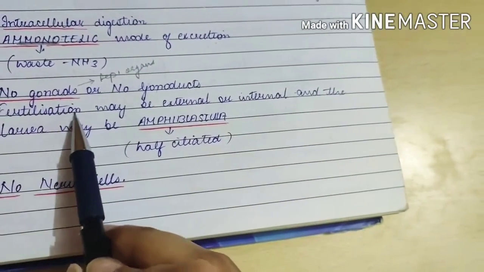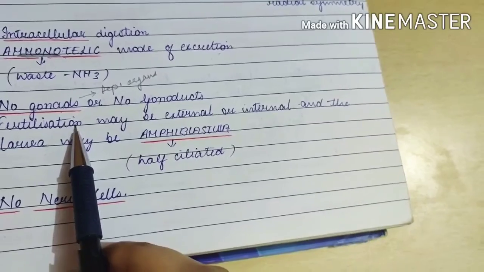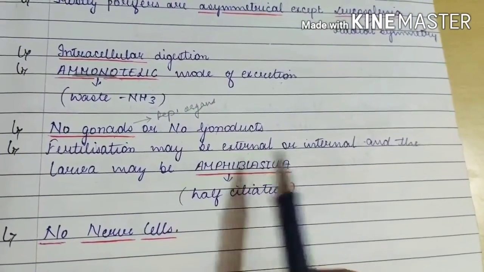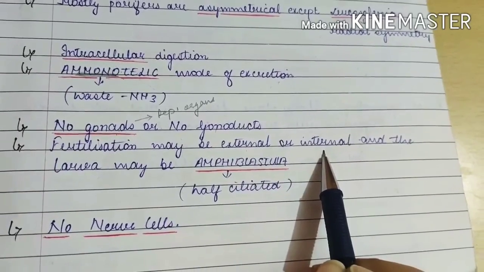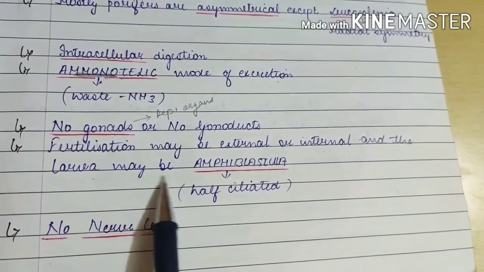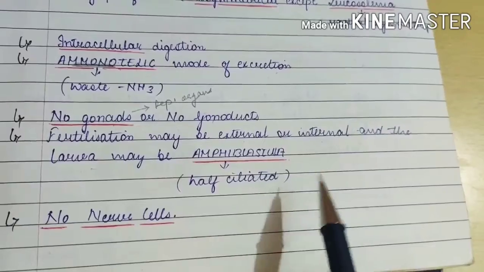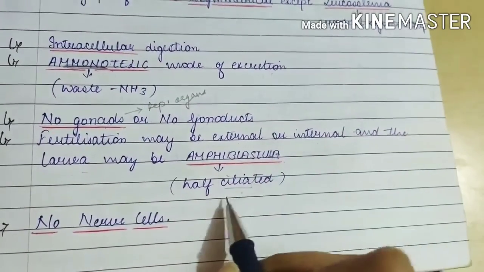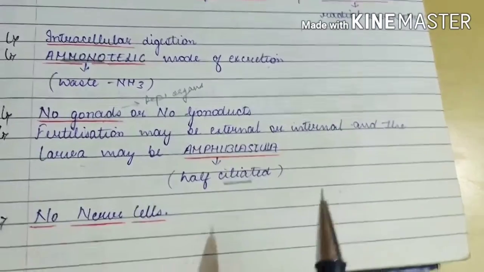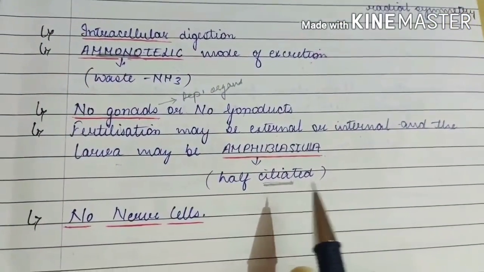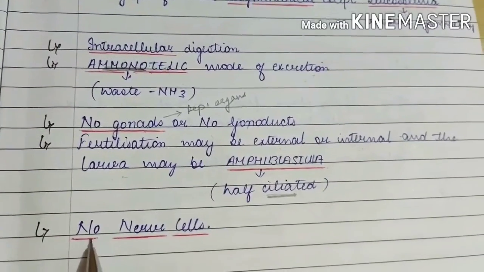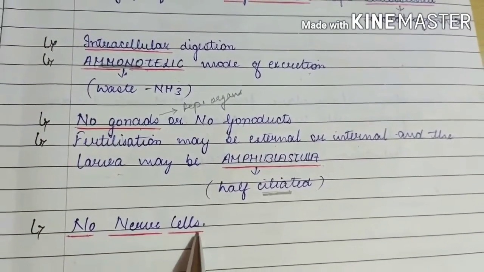Now, the next point is, if the gonads are absent, fertilization can occur both ways, whether it is external or internal. The larva may be amphiblastula, that is half ciliated. Amphiblastula means half ciliated. Half of the body has cilia and the other half has no cilia. They have no nerve cells in their body.